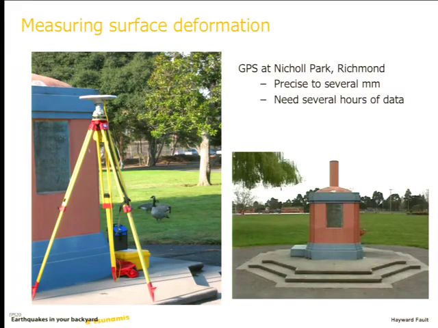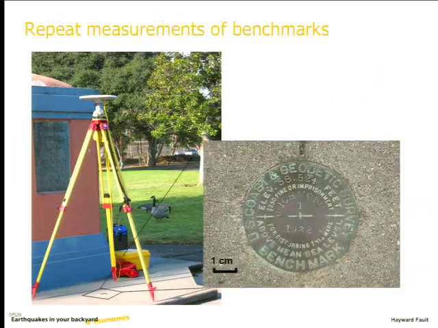So what you do is you go, there are these what are called benchmarks. There are these marks that are cemented in various places, including in this monument in Richmond. You set up your GPS antenna directly over this monument, you record its exact location, you come back a year later, you do the same thing, and you see how much it's moved. Okay, so this is the benchmark.